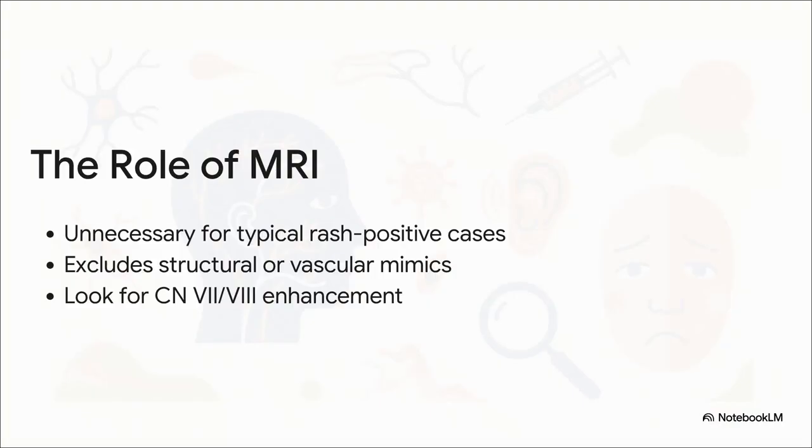Let's actually expand on the role of that MRI for a second. It is generally not needed for your typical rash-positive cases. However, a gadolinium MRI becomes absolutely indispensable when the presentation is atypical, or maybe when recovery stalls out. We use it strictly to rule out structural or vascular mimics. Think of schwannoma, demyelination, or infiltration. Now, you might see enhancement of the 7th or 8th cranial nerves, especially at the geniculate ganglion. But remember, facial nerve enhancement alone isn't strictly necessary or sufficient to make the Ramsay Hunt diagnosis.